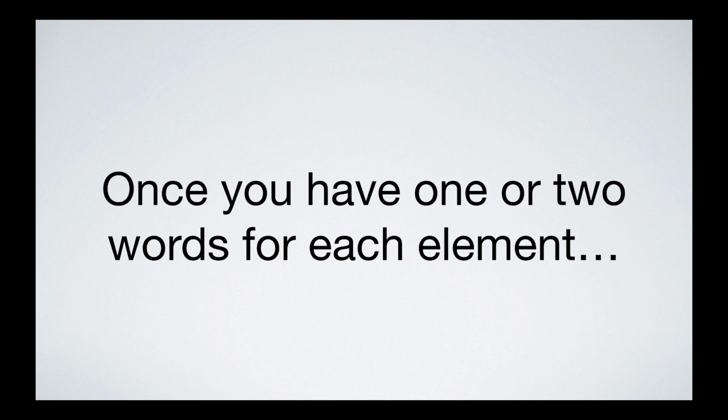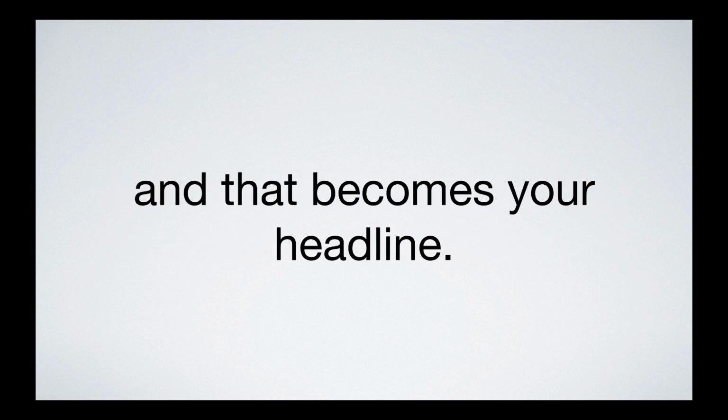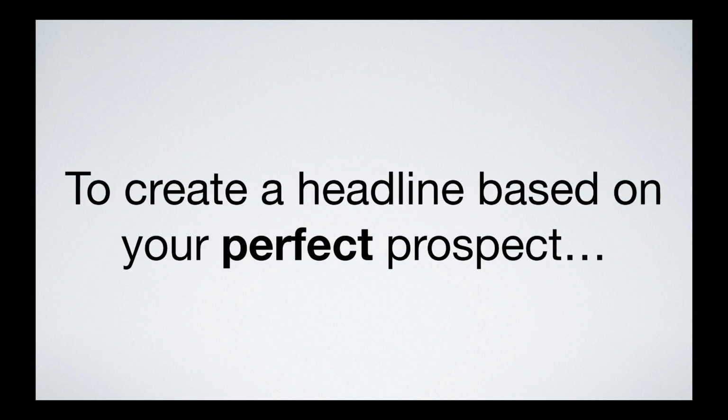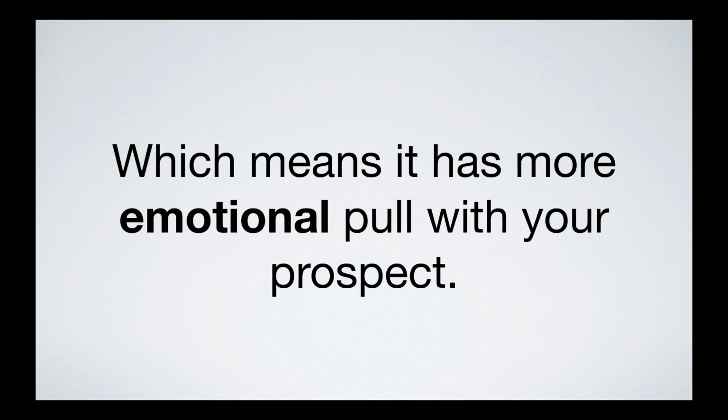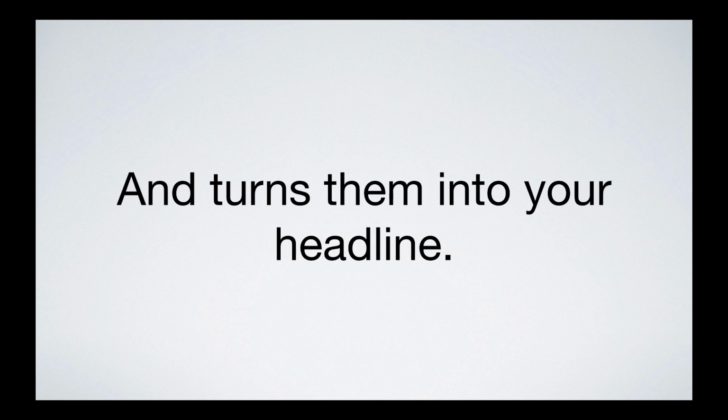Once you have one or two words for each element, you simply choose the best elements, and that becomes your headline. Headline indexing gives you freedom to create a headline based on your perfect prospect, not based on a swipe file, which means it has more emotional pull with your prospect. See, headline indexing chooses the most persuasive elements and turns them into your headline.